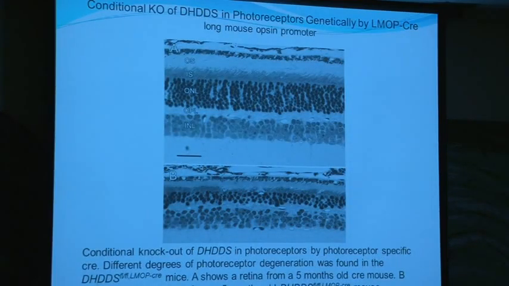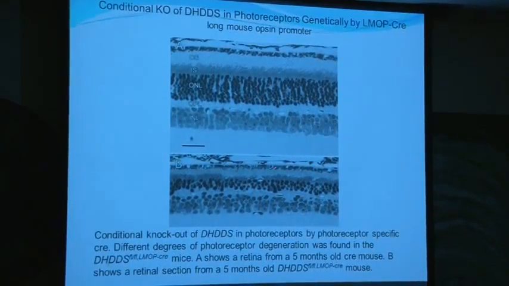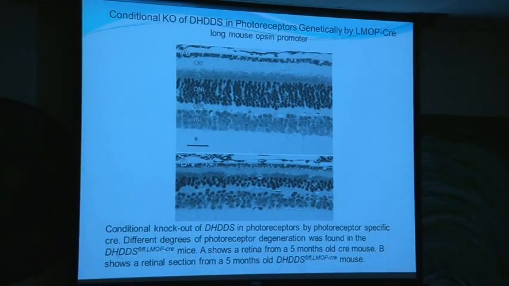This is the conditional knockout of DHDDS in photoreceptors genetically by the mouse opsin promoter Cre. On the top is the Cre control, which is normal, and on the bottom is the conditional knockout. And you can see again that basically the conditional knockout produces retinal degeneration. There is loss of photoreceptor outer segments, and also the outer nuclear layer is thinned.